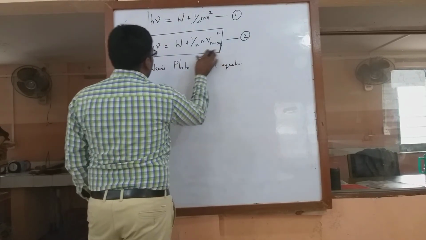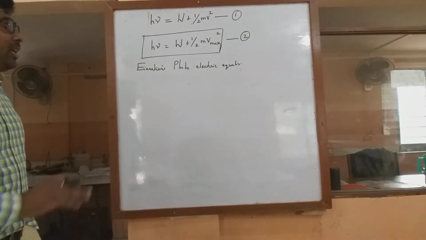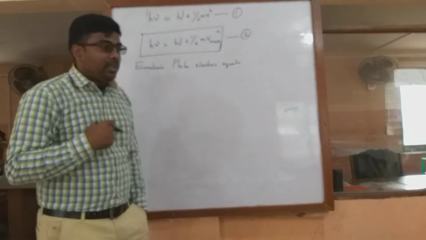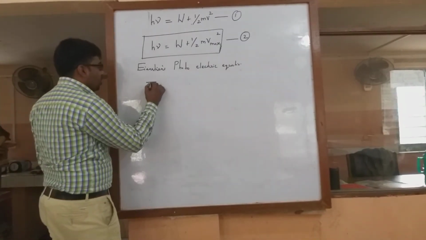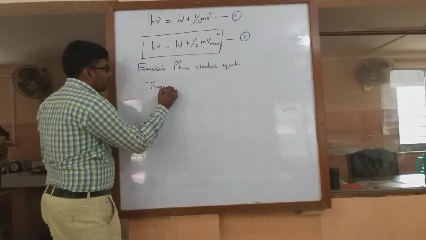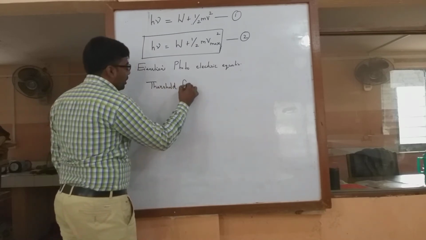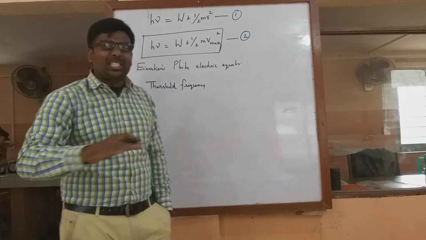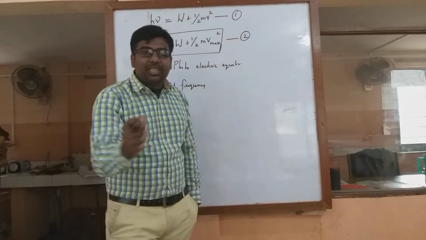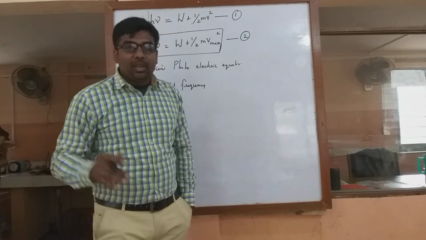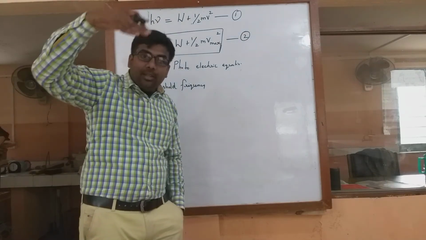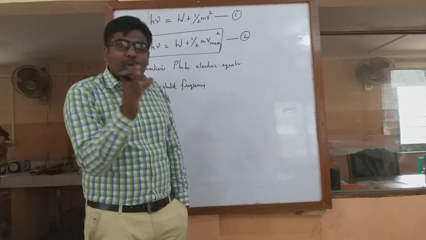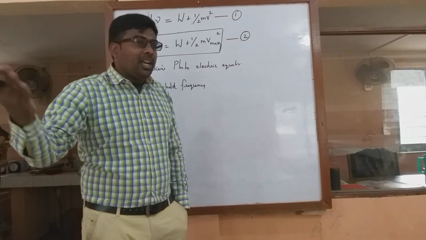So this is generally called Einstein's photoelectric equation. Now, if we are giving a particular frequency, that frequency is called the threshold frequency. The threshold frequency is the minimum frequency below which the emission of electrons is impossible. If you reduce the frequency of the incident ray falling on the metal surface to a very low value, electrons cannot be emitted.